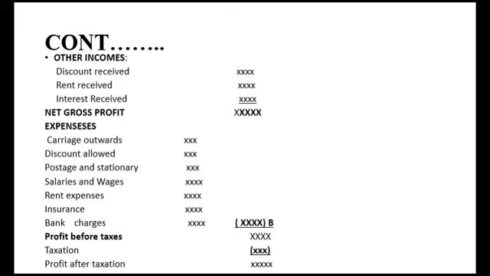Once you're done with the gross profit, expenses are very critical in any business. The more the expenses you have, the less the profit you get. So in this case, some of the expenses may include carriage outwards. This refers to the cost of transporting goods from your warehouse or from your store to the customer. We have discount allowed. These are the discounts you allow to your customers. Postage and stationery, salaries and wages, rent expenses, insurance, and bank charges.